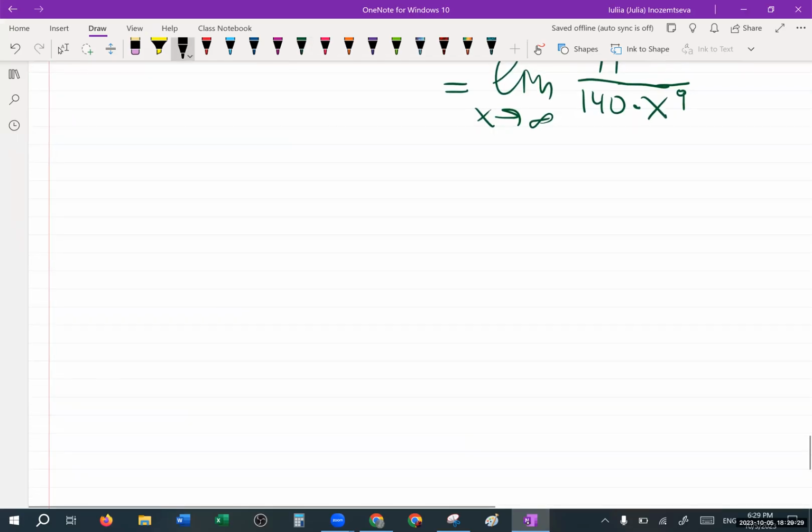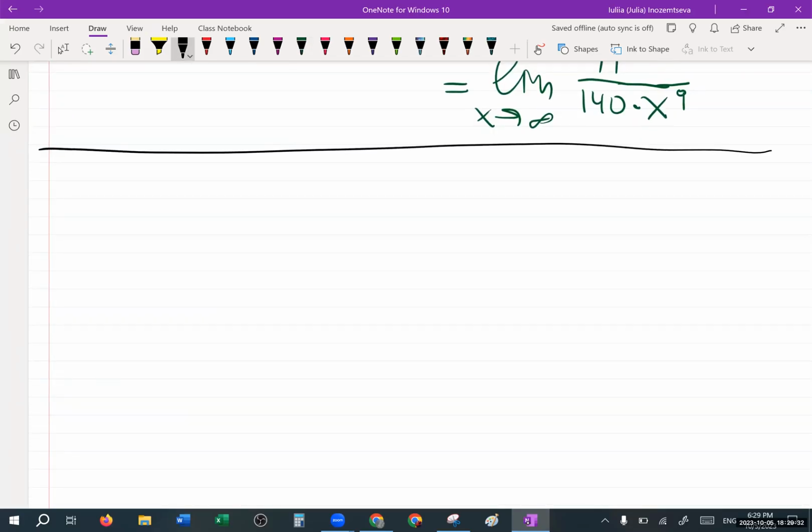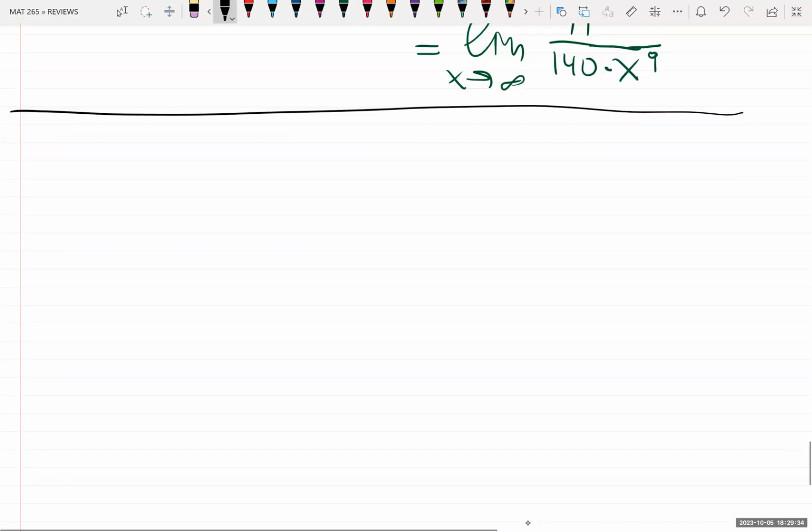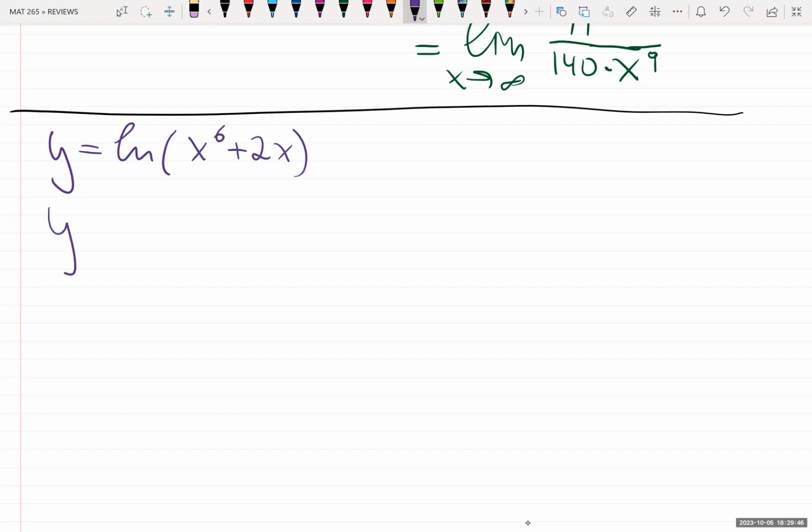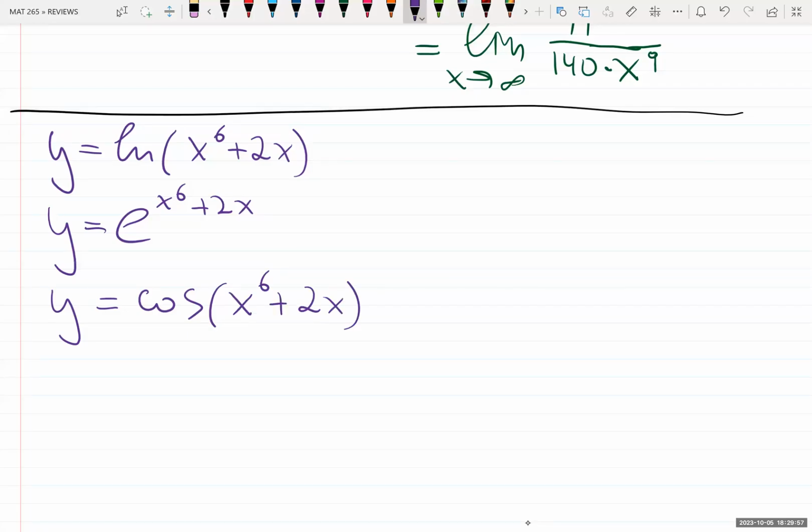Since we're already leaving differentiation, now we're going to applications of derivatives and then integrals right after that. But in my notes, I wanted to show one last time: what is the derivative of these functions? Ln of x to the 6 plus 2x, e to the x to the 6 plus 2x, cosine of x to the 6 plus 2x, and secant of x to the 6 plus 2x. That's what I put in my notes to try to explain. When you compare, I think it's much better in general. Well, let's do it.